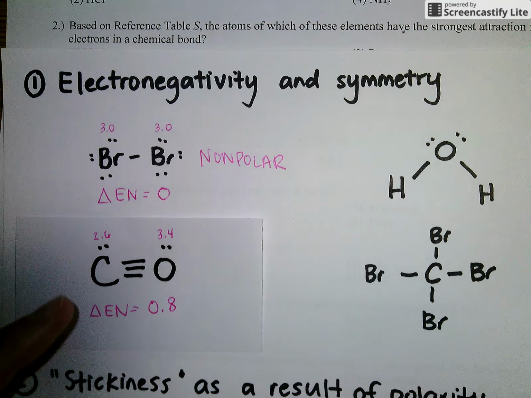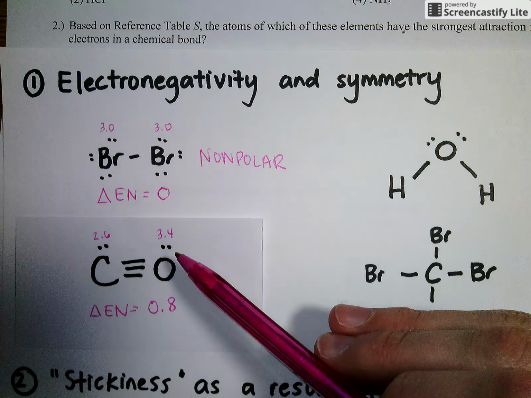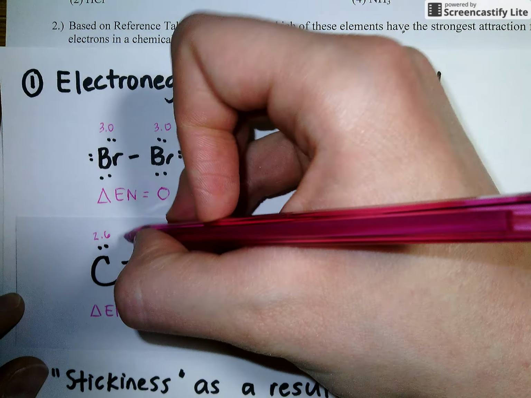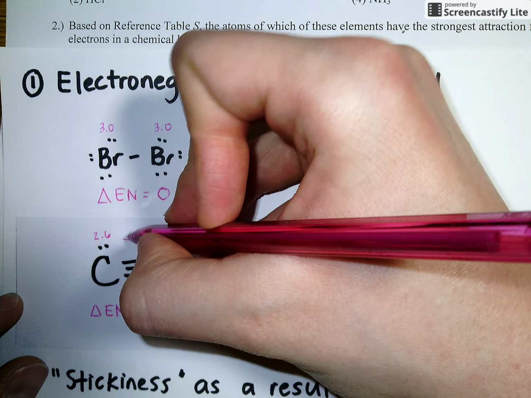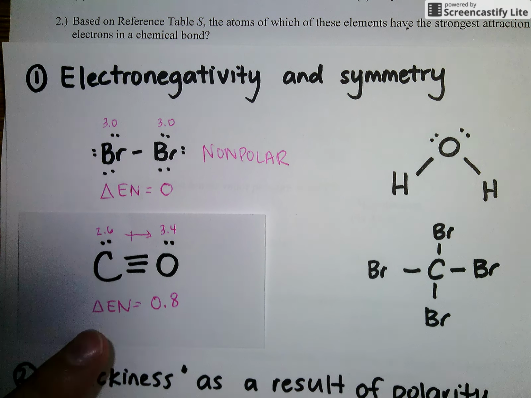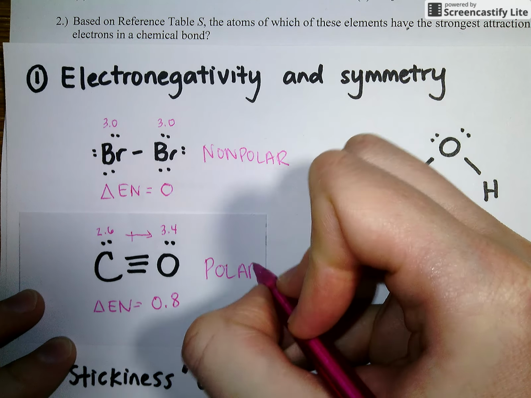The bond shared between carbon and oxygen, though, we see that oxygen has a higher electronegativity value. So it likes to pull electrons over to its side. And when that happens, we see that there's this unfair sharing of electrons, where the difference in electronegativity here is 0.8. Whenever that difference is above 0, you've got yourself a polar bond.